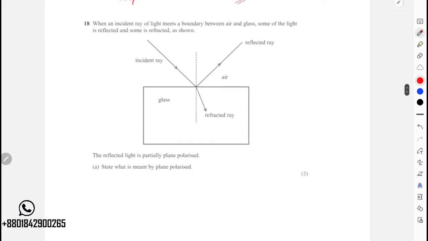Now this is another diagram. State what is meant by plane polarization. This is again an extremely important, repeated question. Vibrations in one plane and vibrations in multiple planes. Wait 1 minute. What is meant by plane polarization? Plane polarization means a wave that only vibrates in one plane, that is parallel to the direction of wave travel, right? Now that is the final answer over here.